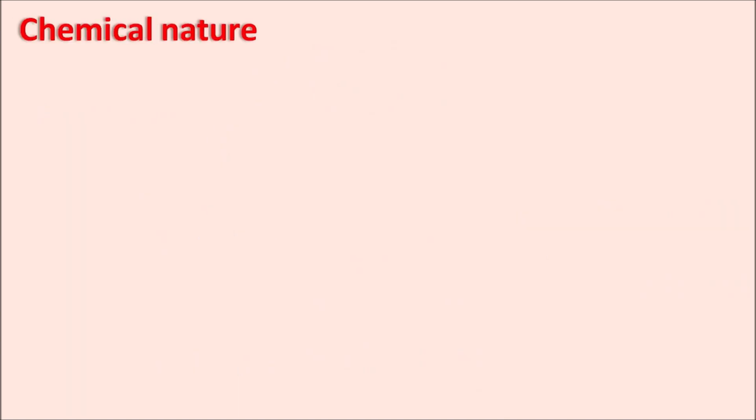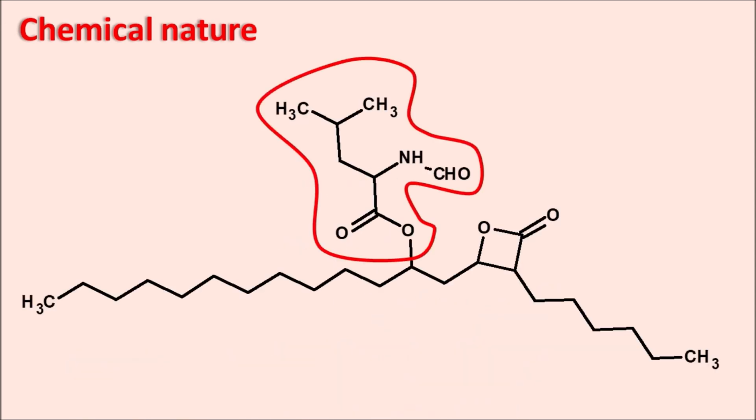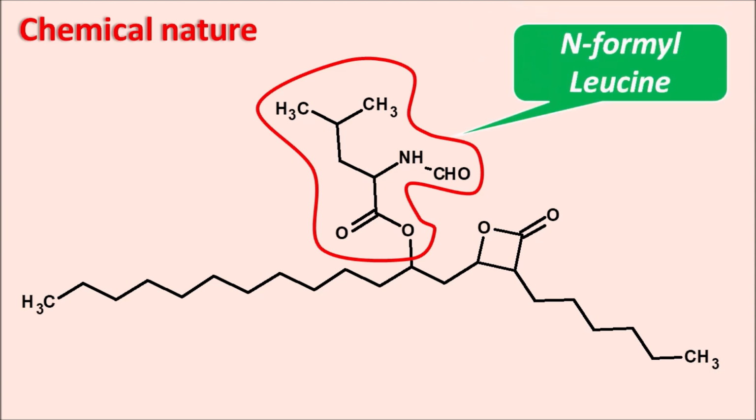Now let us see the chemical nature of this drug. So this is the structure of Orlistat and here we can identify one of the amino acid, that is nothing but the leucine which is having the formyl group on the nitrogen. So this is nothing but N-formyl leucine and this N-formyl leucine forms an ester with another long chain. What is this long chain? Here we can observe a 4-membered heterocyclic ring system with one oxygen.